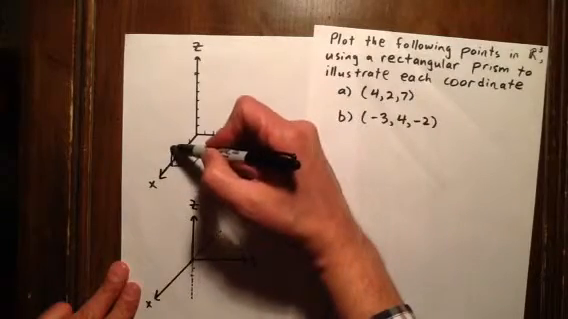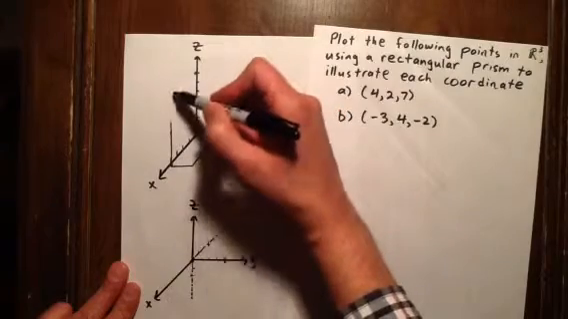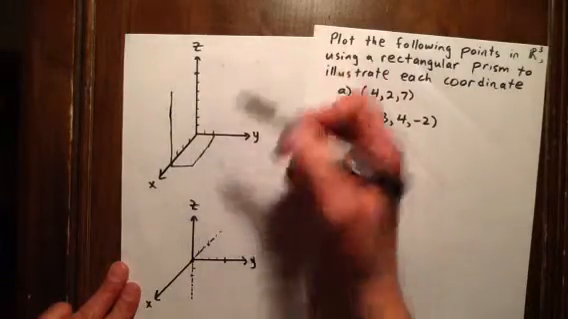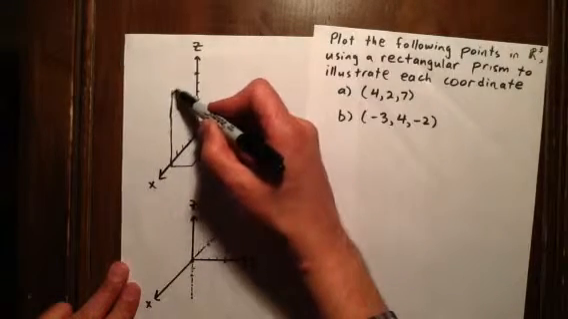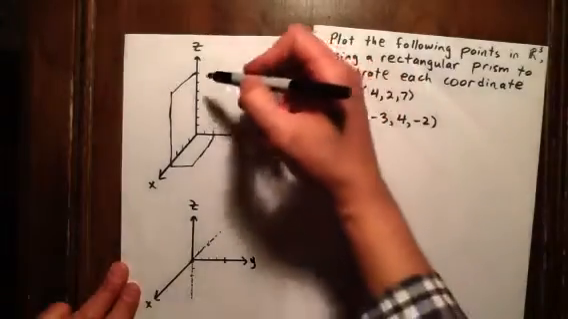So we draw a line parallel to the Z axis going up, and then we need to make this rectangle so that this axis is parallel to this far side as well. Mine leaves a little bit to be desired.